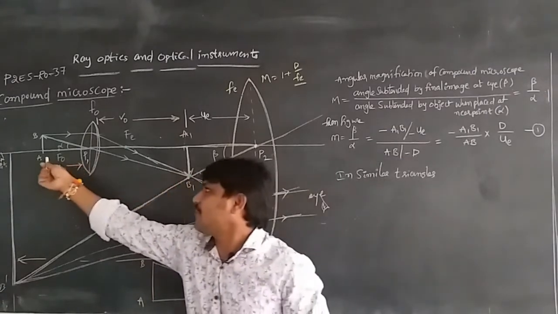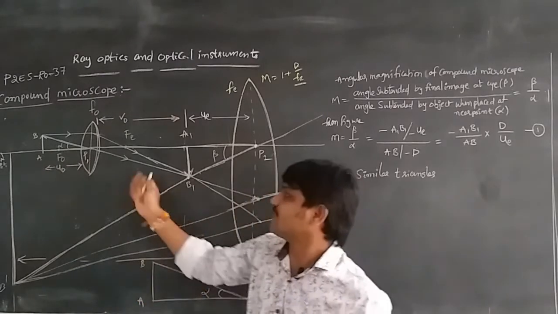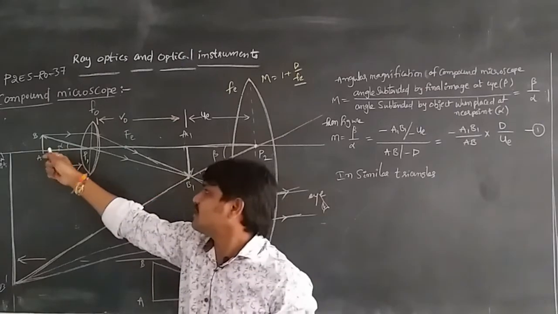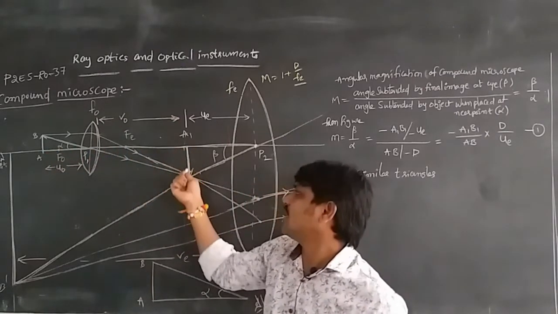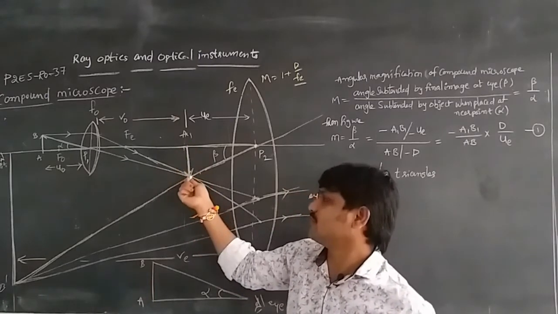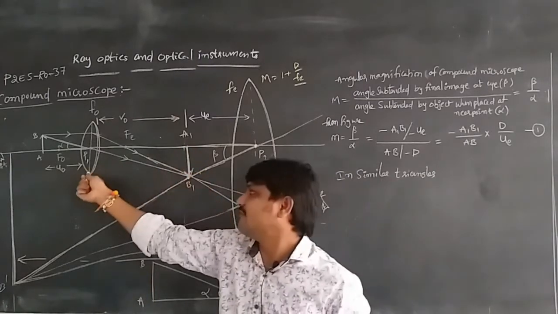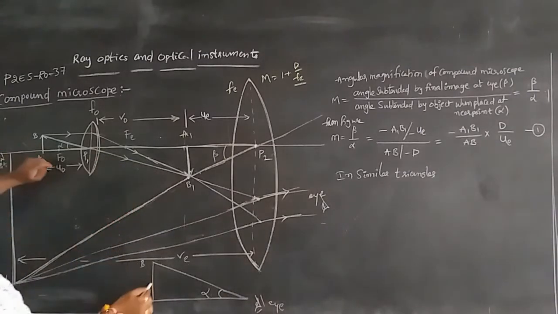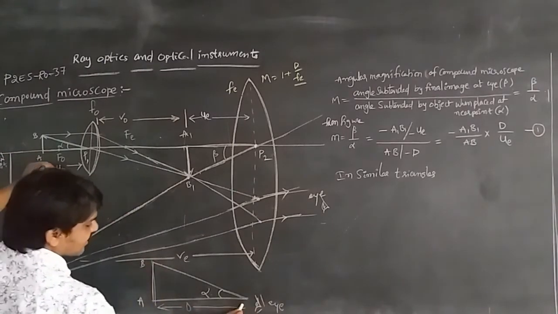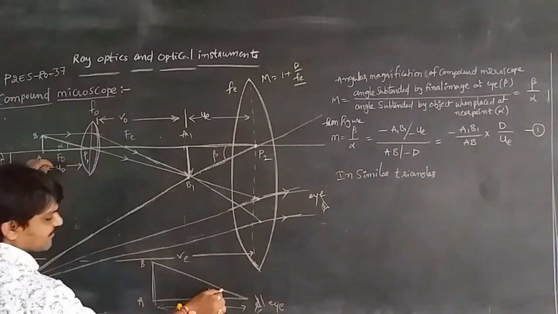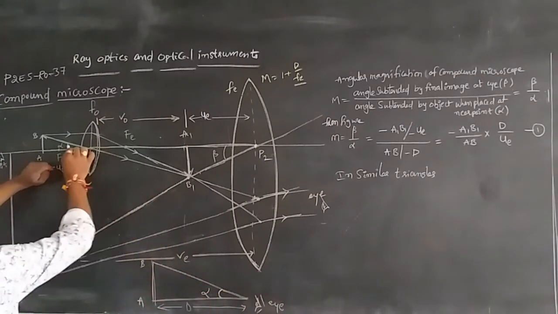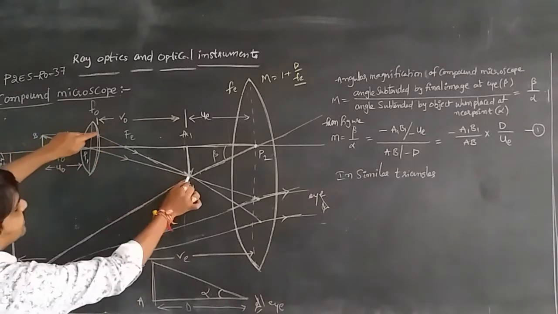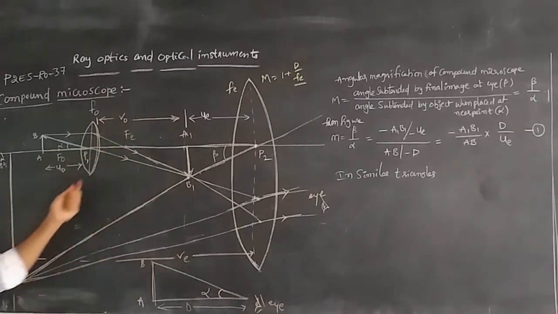Here AB is the object placed in front of the objective lens, and an inverted image A1B1 is formed by the first lens. When the object is placed at a distance d from the eye, the visual angle will be alpha. When the light ray is incident on the lens, the inverted image is formed at a distance of v0 on the objective side.